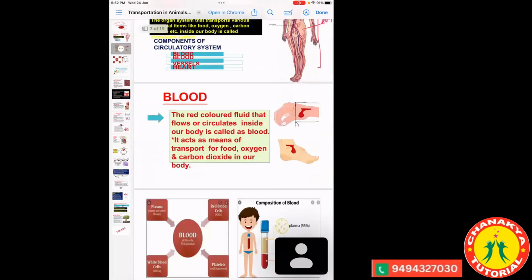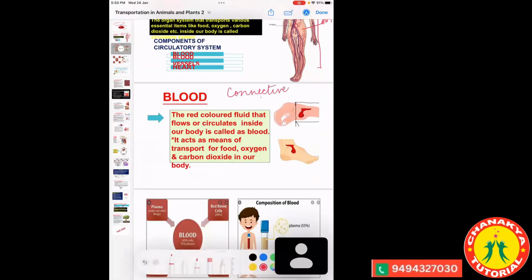Starting with the first one, which is the blood. We all have seen blood so many times in our life, accidentally or otherwise. It is a red colored fluid, and this blood is called a connective tissue. When you come to ninth class, we'll be learning about this. So blood is called a connective tissue.